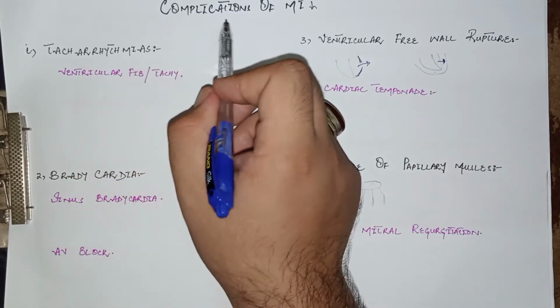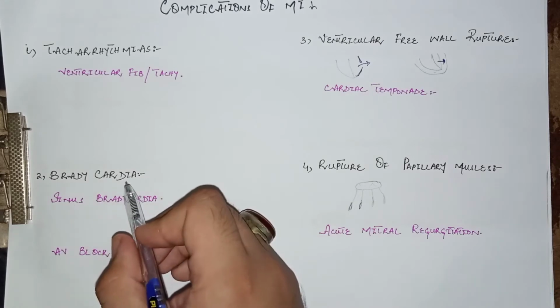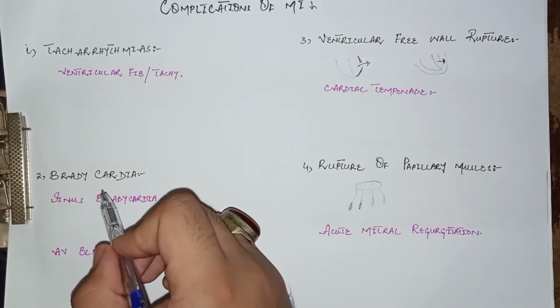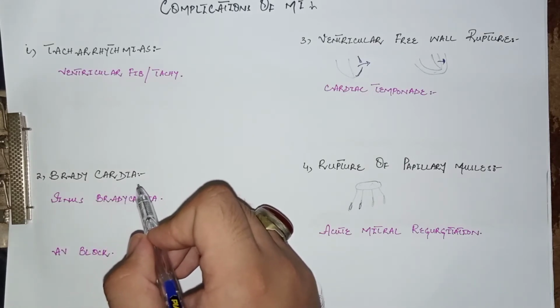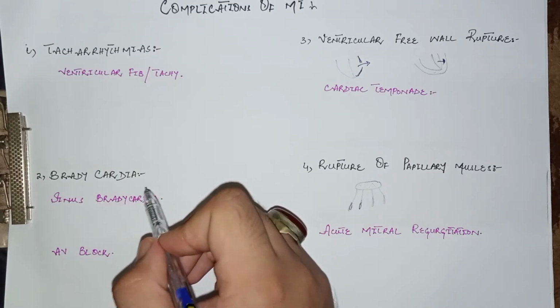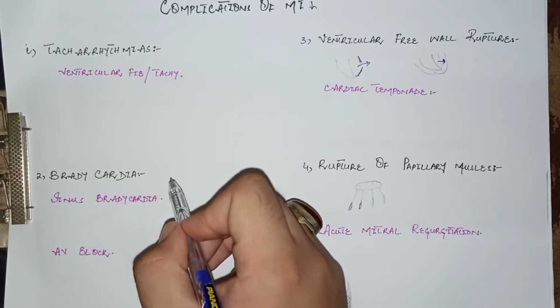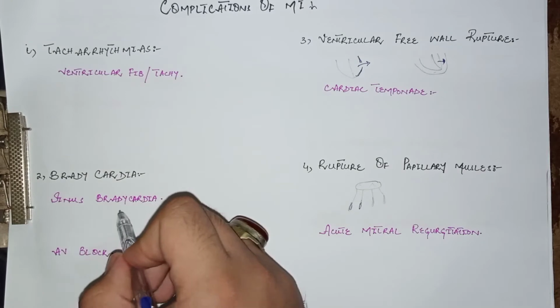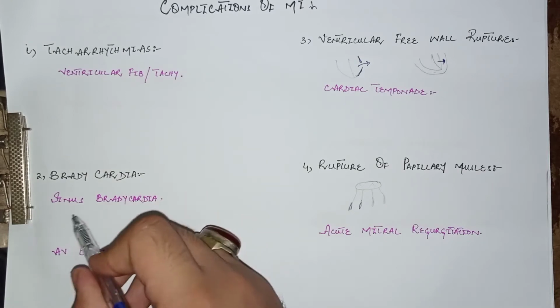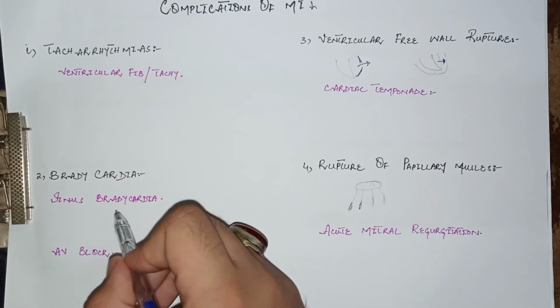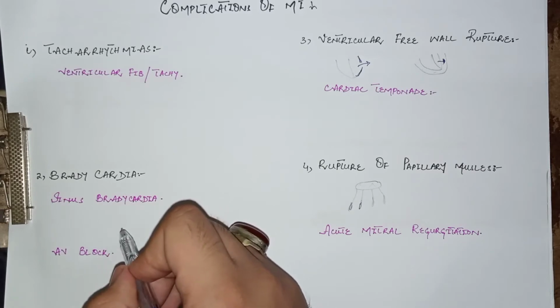The next complication of myocardial infarction is bradycardia. It is usually seen when there is occlusion of the right coronary artery, especially in posterior inferior wall myocardial infarction. It is classified as sinus bradycardia. If it is symptomatic, then IV atropine should be given. If there are no symptoms of bradycardia, then no treatment is required.